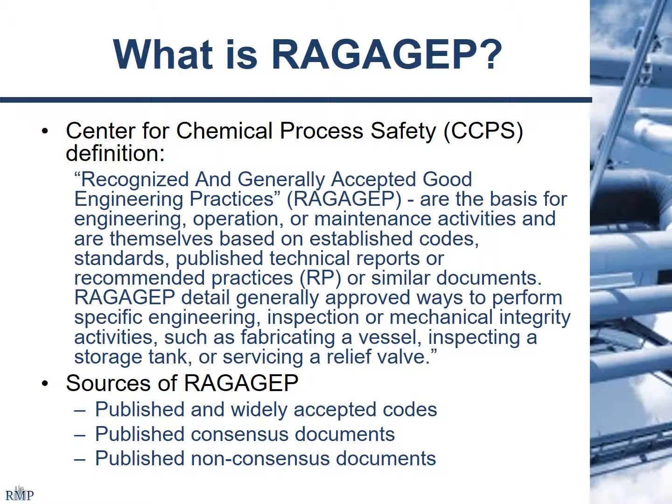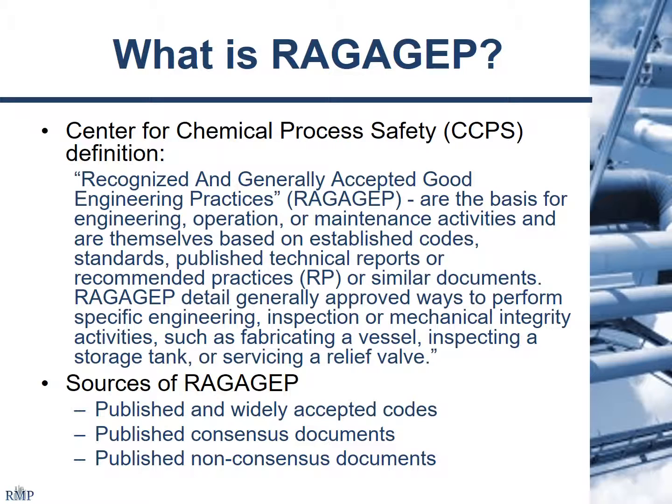And segueing off of RAGAGEP, I wanted to share, because I've had a few inquiries recently about what RAGAGEP actually entails. The Center for Chemical Process Safety defines RAGAGEP as the basis for engineering, operation, or maintenance activities, and are themselves based on established codes, standards, published technical reports, or recommended practices, or similar documents. It details generally approved ways to perform specific engineering, inspection, or mechanical integrity activities, such as fabricating a vessel, inspecting a storage tank, or servicing a relief valve.